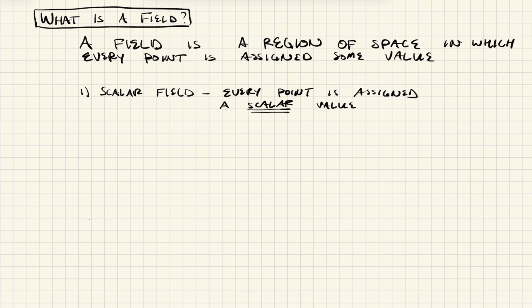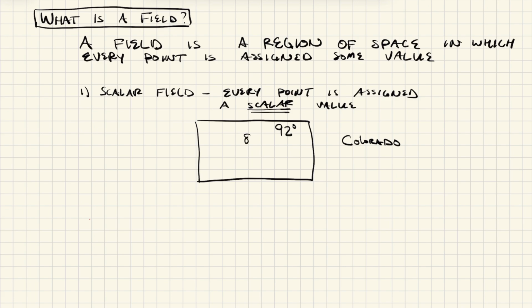And sometimes they give you these little maps. So I'm gonna make a little cartoon map of Colorado because it's a nice square shape. Maybe it's warm up in the northeast of Colorado, so it's 92 degrees here, and it's 85 degrees elsewhere, and maybe 78 degrees here, and 63 degrees here in the bottom left part of Colorado.